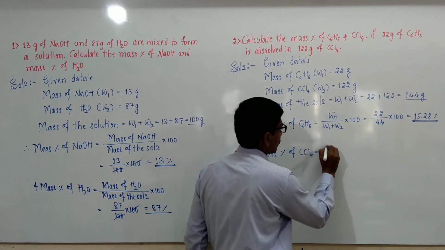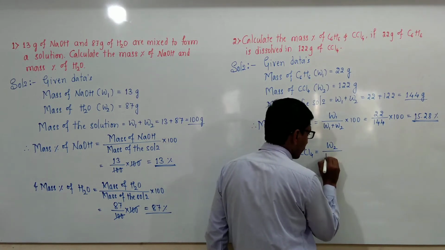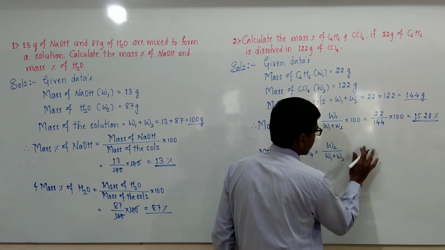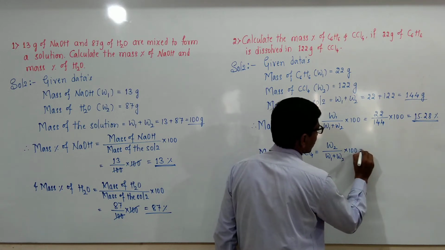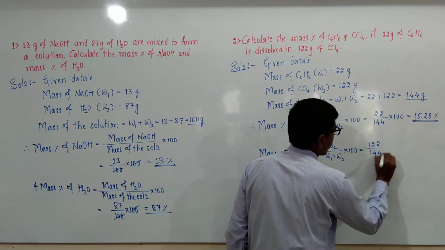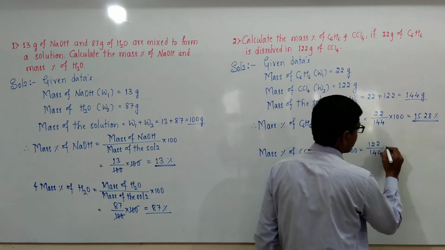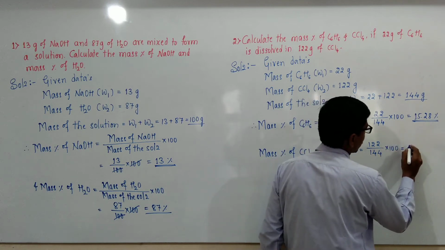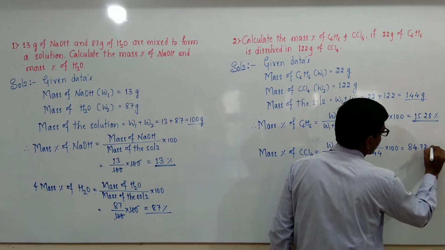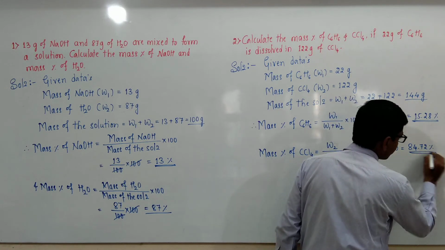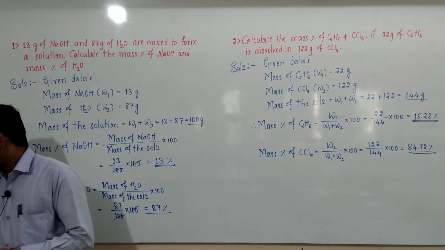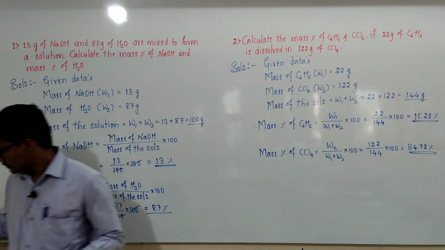Mass percentage of CCl4 is equal to W2 divided by W1 plus W2 into 100. This is equal to 122 divided by 144 into 100. This is equal to 84.72%, which is the mass percentage of carbon tetrachloride. Okay.